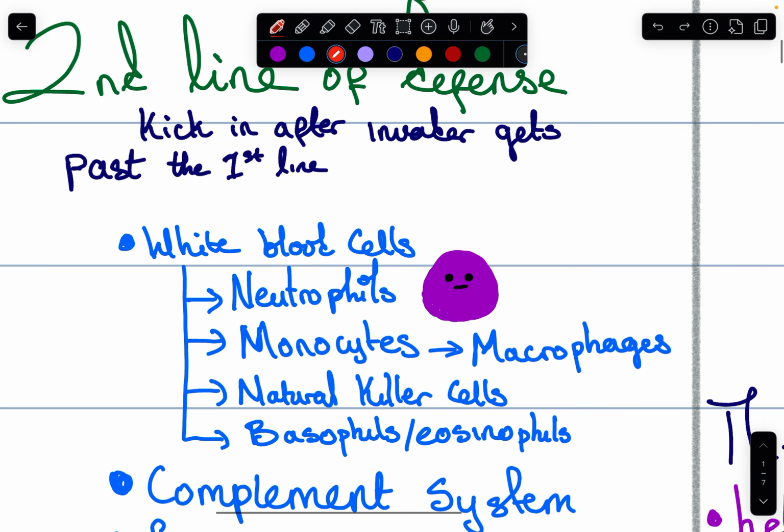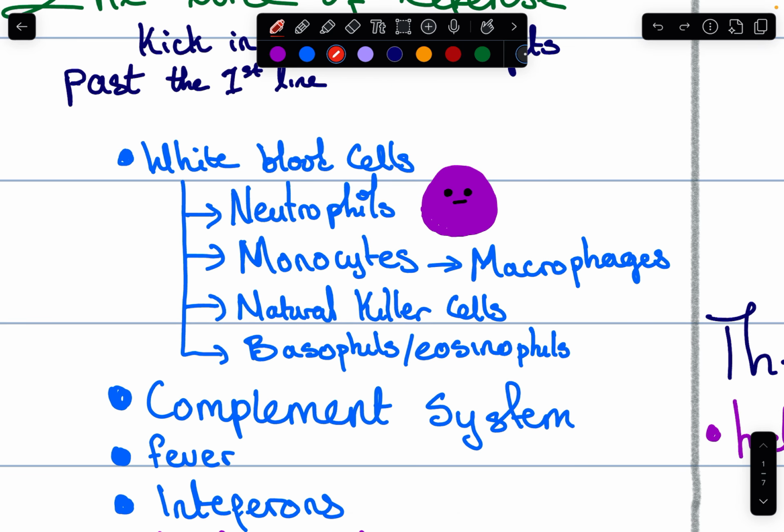And in the second line, we've got things like our white blood cells. We're talking neutrophils, monocytes, natural killer cells, basophils, and eosinophils. However, these are very rare in the blood, so we don't need to know them for patho. I just put them here because they're a type of white blood cell, but you don't need to know that basophils and eosinophils are important right now, okay? You just need to know that they're white blood cells. All of these are white blood cells.